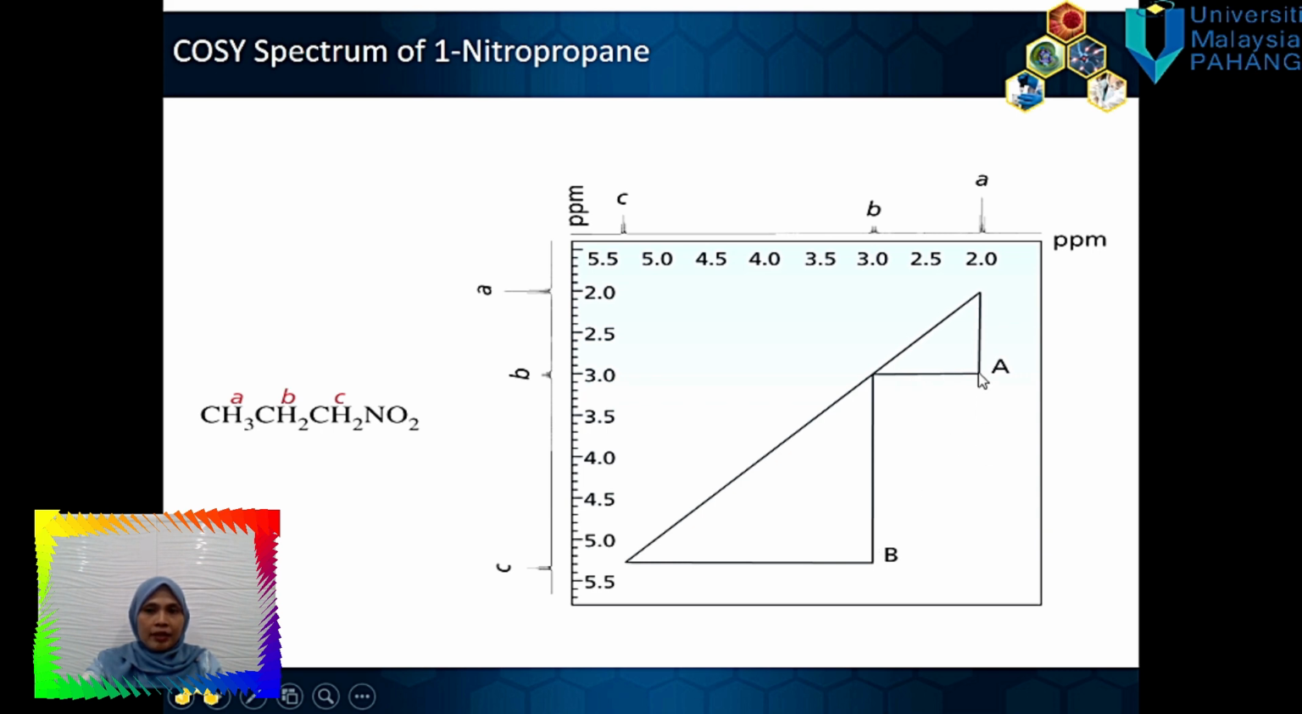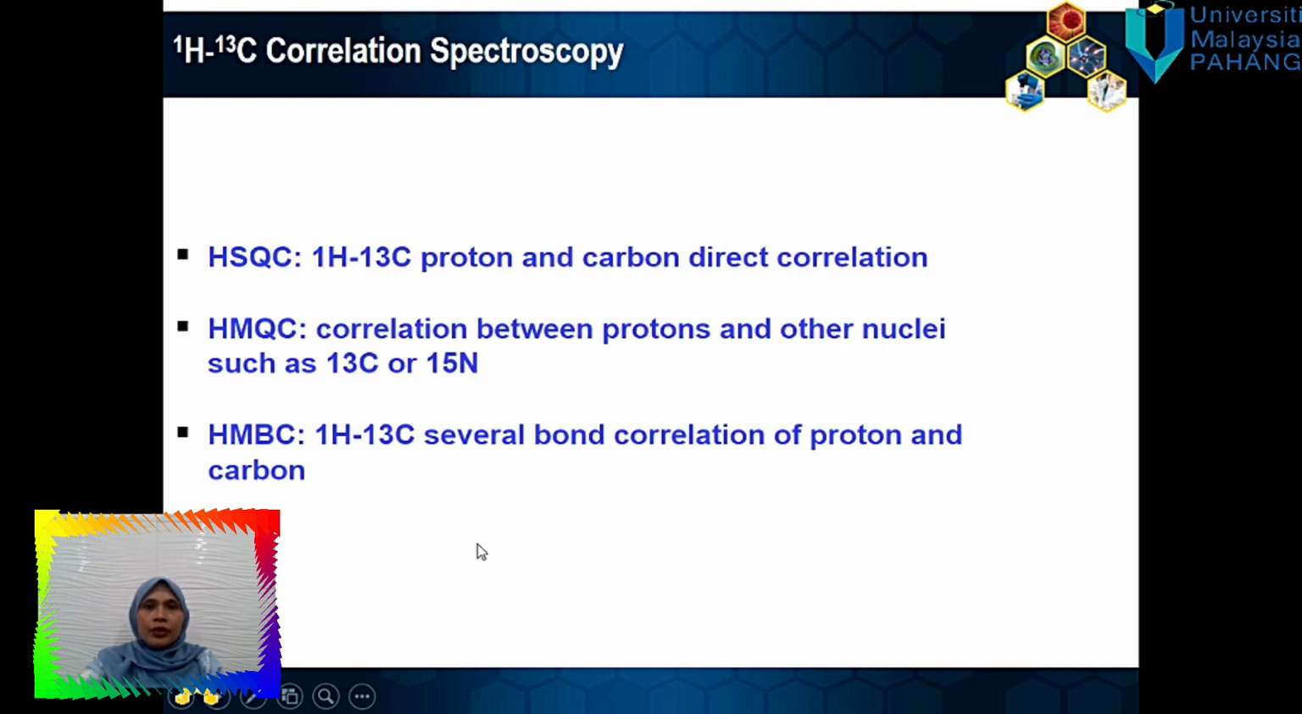Actually they have a spot here, dark spot. This line we make by ourselves, there is no line. In the normal spectrum for COSY, only spots in the middle appear. This line we need to draw by ourselves. This is the COSY. We go for the next topic, which is the correlation between proton and carbon-13.